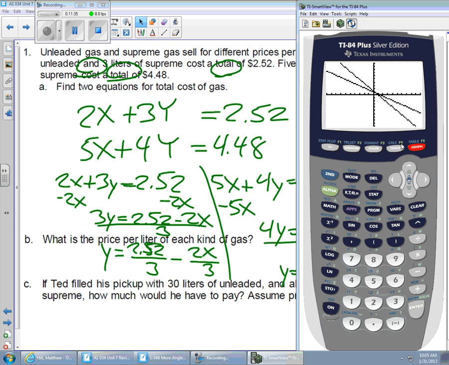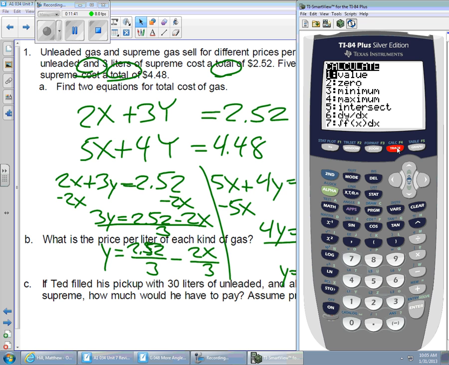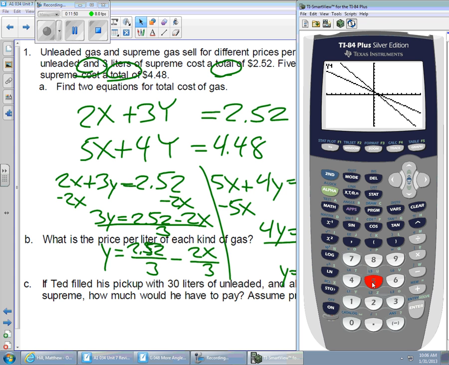Second, calculate. Okay, I don't think I got it. If you trace it, you can't get exactly to the intersection. All you'll get is an estimation, because it won't step right on the intersection. But option 5 in the calculate menu will. And all you have to be is close. So there we go. We have x equals 0.48 and y equals 0.52.